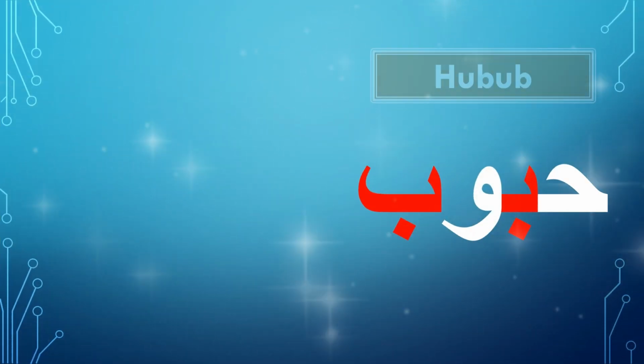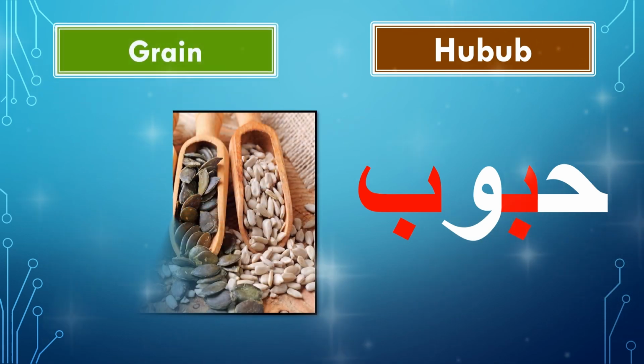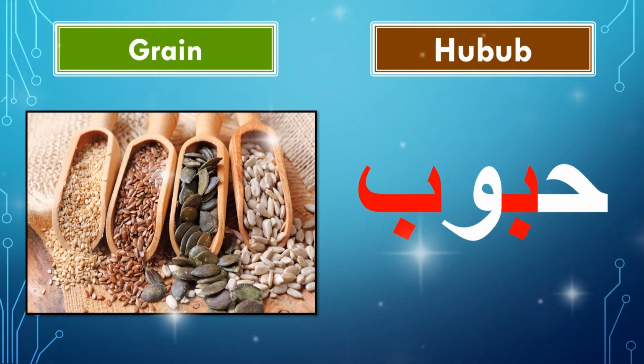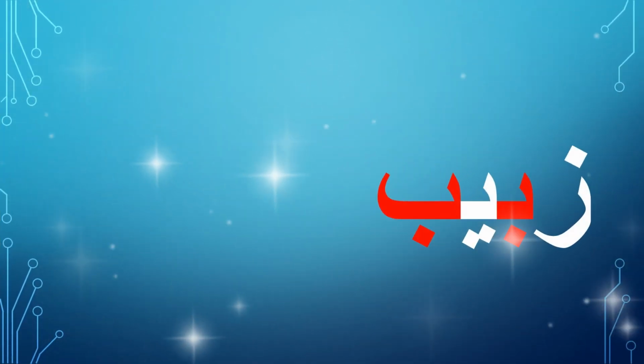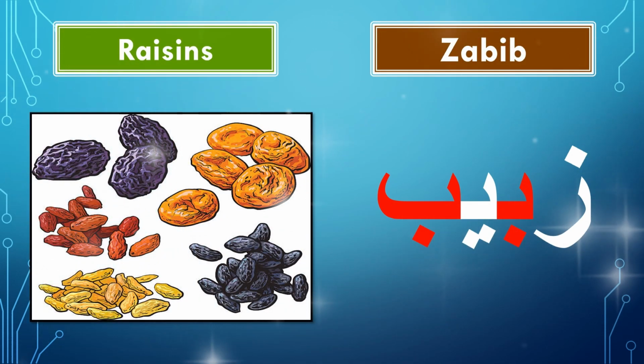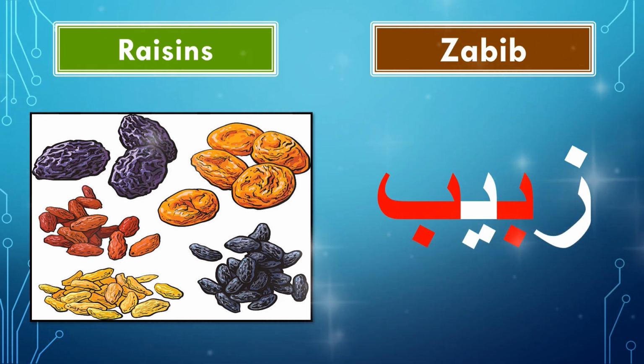Hubub, grain. Let's repeat. Hubub. Grain. Zabib, raisins. Let's repeat. Zabib. Raisins.